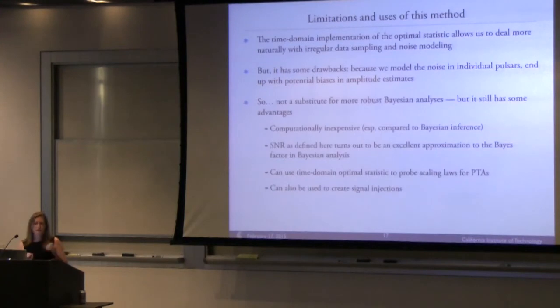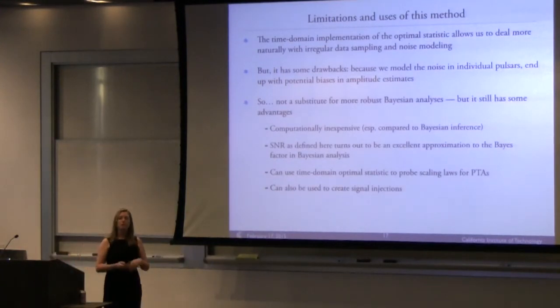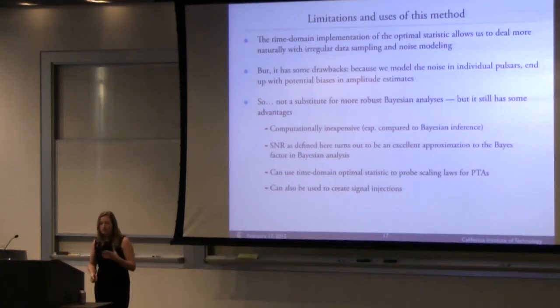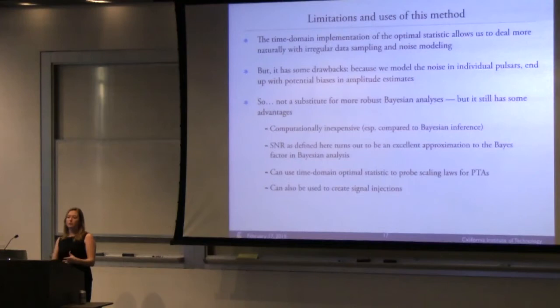The idea is that it's not a substitute for a full Bayesian analysis. That's really what we've come to realize as we've processed this. If you really want to do the best you can do, you're really just going to have to go after a full Bayesian analysis to try to find a gravitational wave. But this optimal statistic, or this optimal cross-correlation, has some advantages, and that, first of all, it's very computationally expensive.